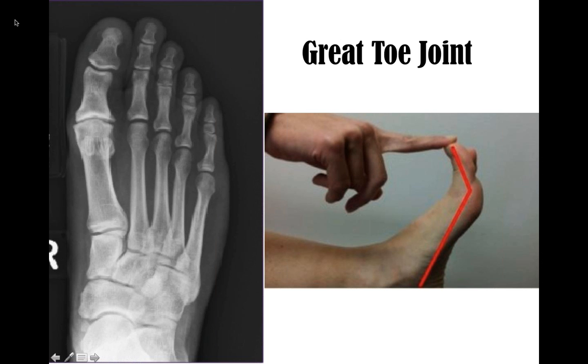What 30 degrees of dorsiflexion looks like, closed chain, is if you are standing and you can put your finger under the big toe joint, your finger thickness is approximately 30 degrees. So that's an easy test for that.